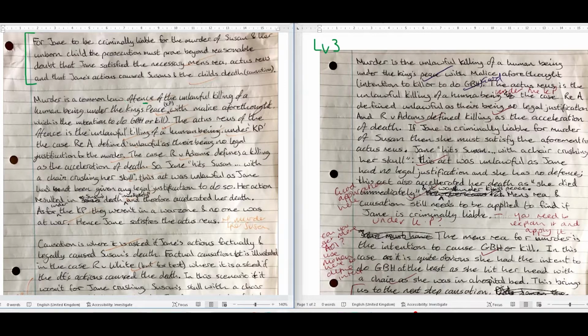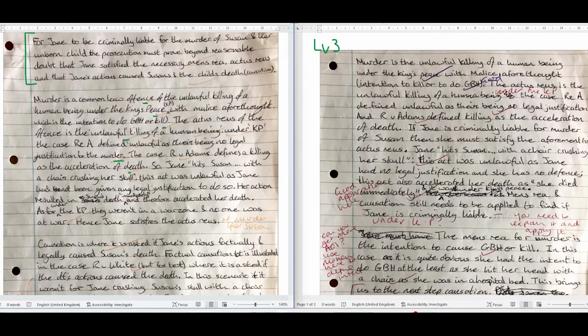So murder is a common law offence of the unlawful killing of a human being under the King's peace with malice aforethought, which is the intention to do GBH or kill. The actus reus of the offence is the unlawful killing of a human being under King's peace. The case of Re A defined unlawful as there being no legal justification for the murder. The case of R v Adams defines a killing as the acceleration of death. So Jane, that's where AO1 ends.